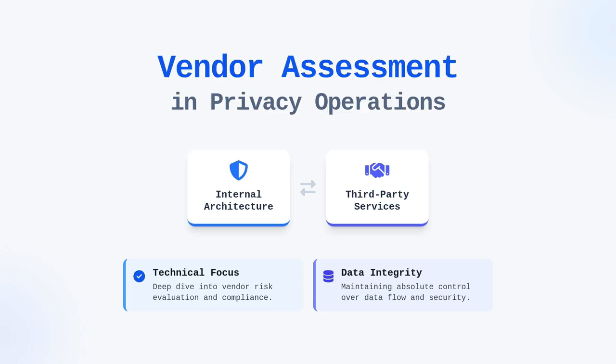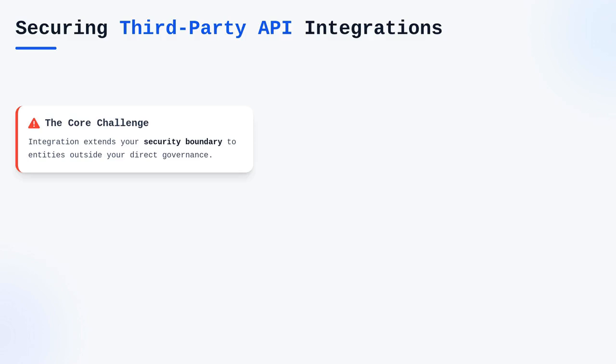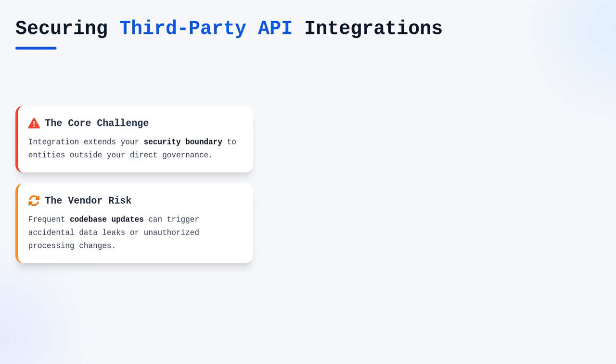When we integrate third-party APIs or software development kits, we are essentially extending our organizational security boundary to include entities outside of our direct governance. The central challenge lies in the fact that vendors frequently update their own code bases, which can inadvertently lead to unauthorized data leakage or changes in how they process information.